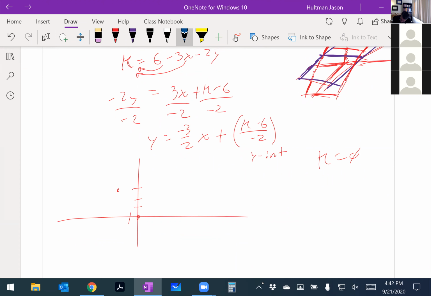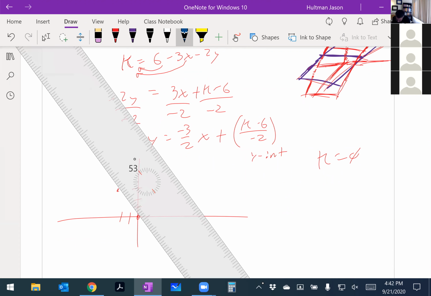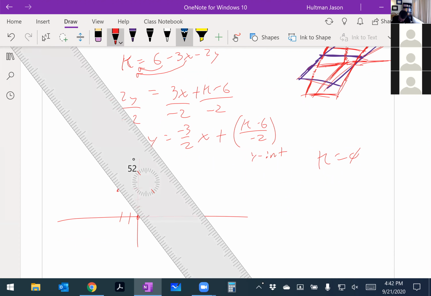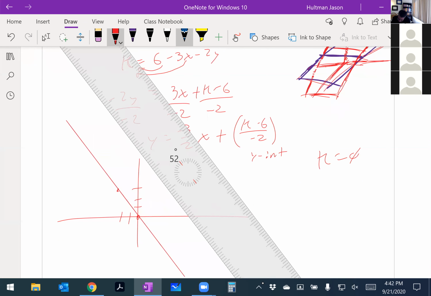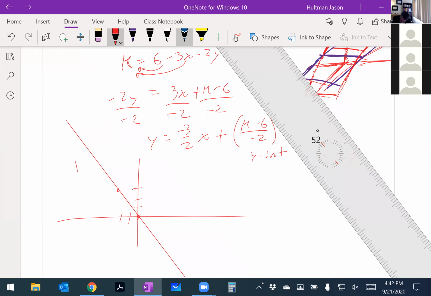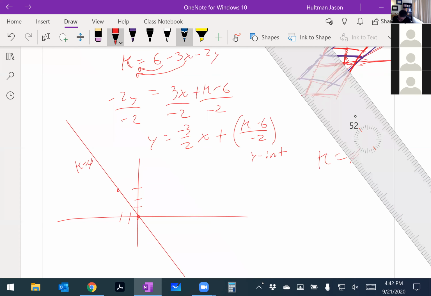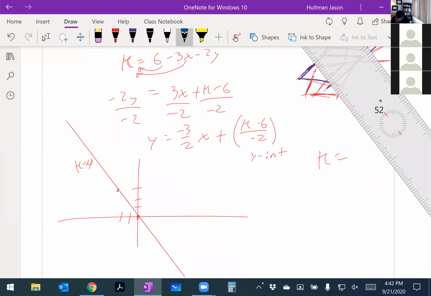Right, through these 2 points, I'm going to use a ruler. I'm tired of not having straight lines. Okay, I would get this line. That's k equals 6, this guy here, which gives me a y-intercept of 0.